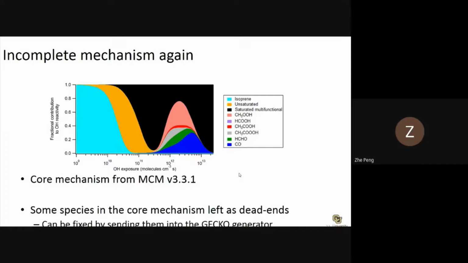And the oxidation mechanism of isoprene in GECKO is not complete either, especially at very high ages when everything is oxidized to CO2 except for some multifunctional species that are left as dead ends, because the core mechanism for isoprene is taken from MCM 3.3.1. And MCM doesn't consider extremely high ages, so this species doesn't have an exit channel. But we can fix this problem by sending this dead-end species into the GECKO generator. Then everything should be oxidized to CO2.